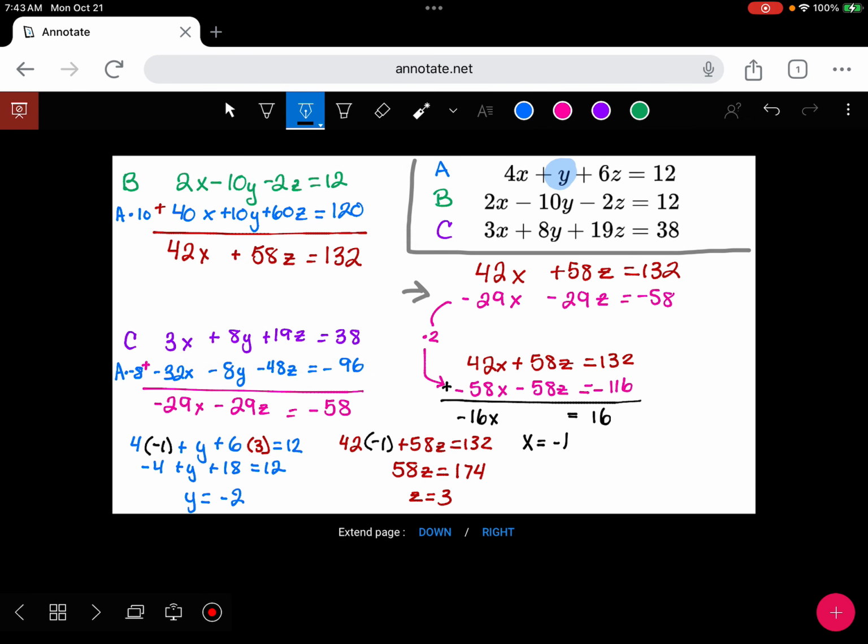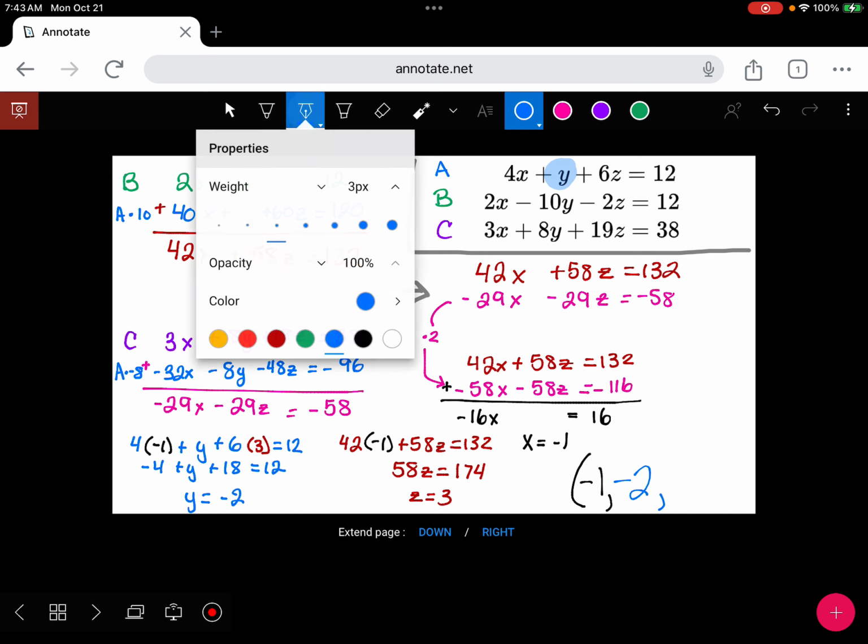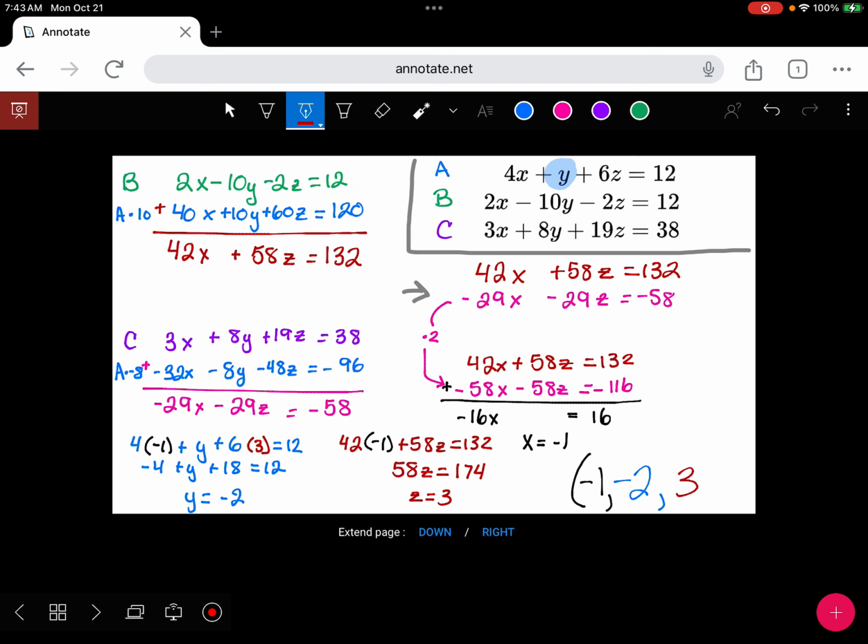So remember, ordered triple. We wrote that on the last page. So x, y, z, alphabetical order. Negative 1, comma, negative 2, comma, 3. It's in numerical order. It is indeed in numerical order, but more importantly, it's in alphabetical order. X, Y, Z. Just like we normally have X, Y, since we have a Z, X, Y, Z.